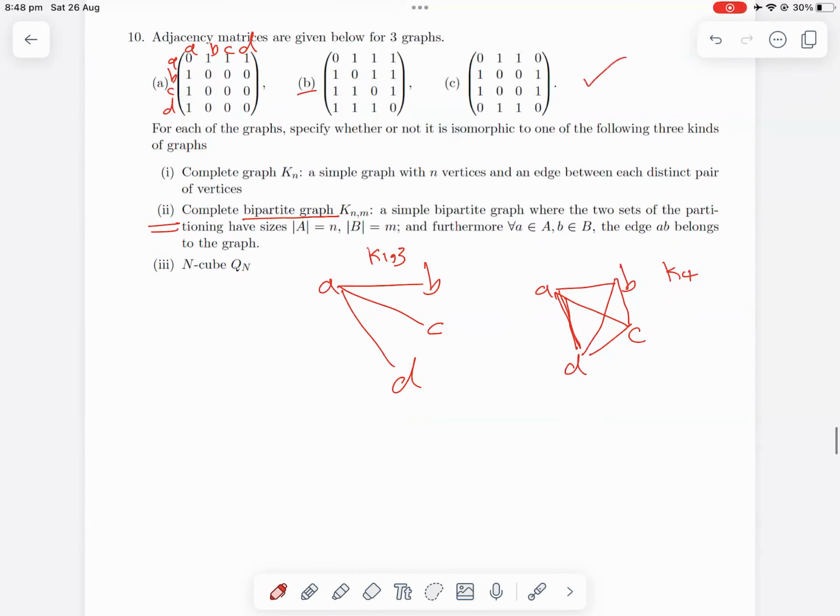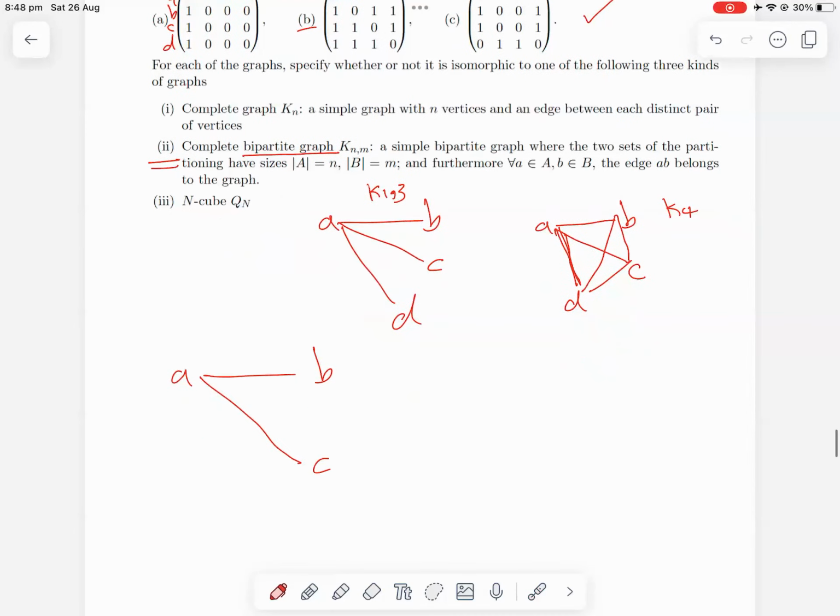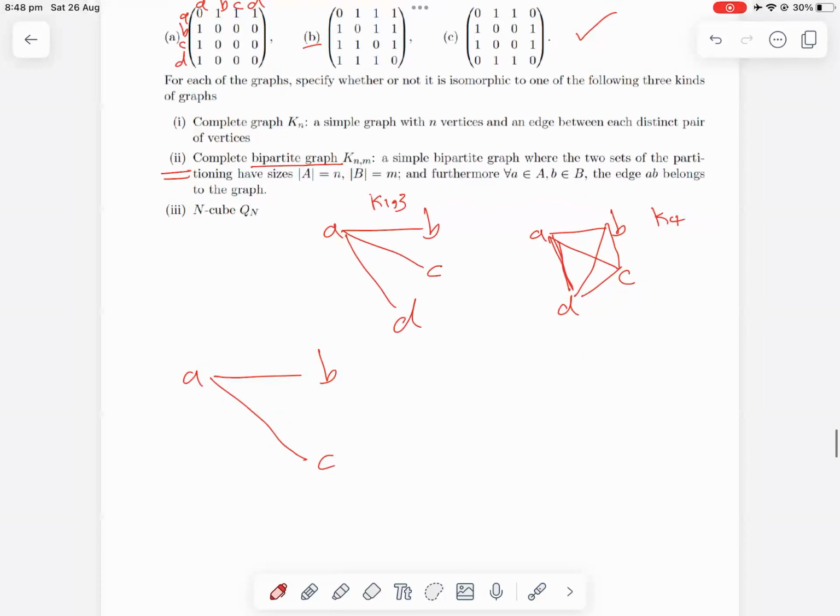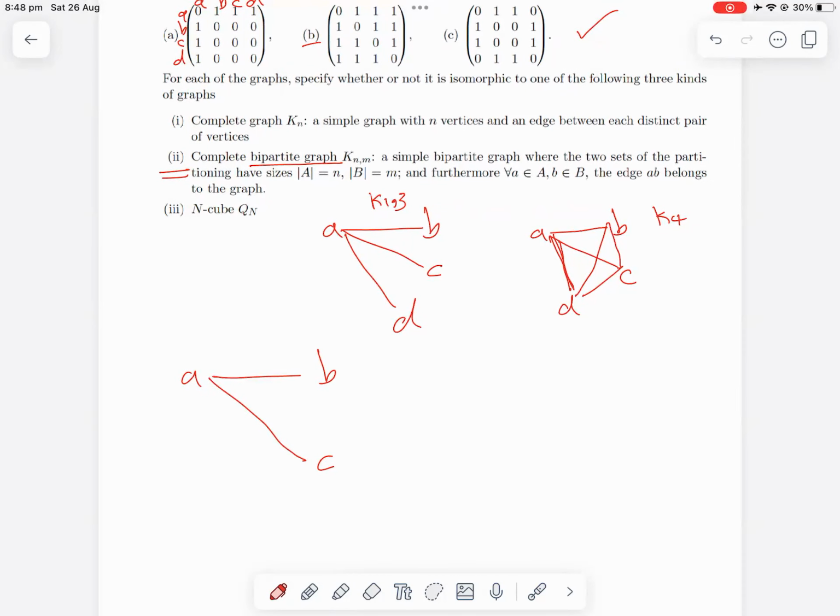And this one is the interesting one. A goes to B, A goes to C, and B to A, B to D.